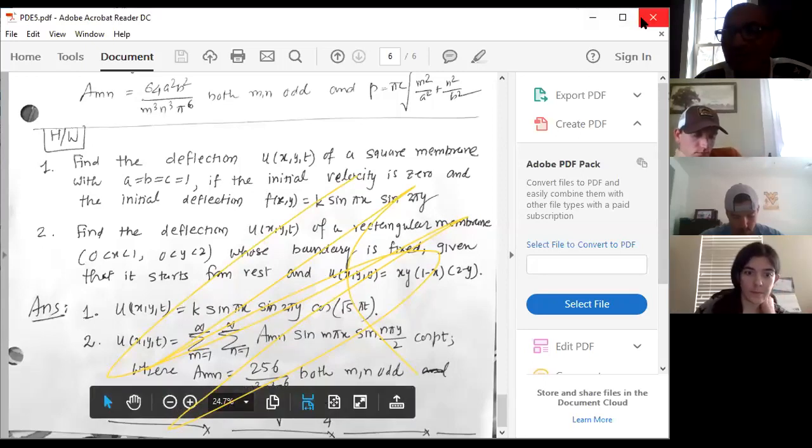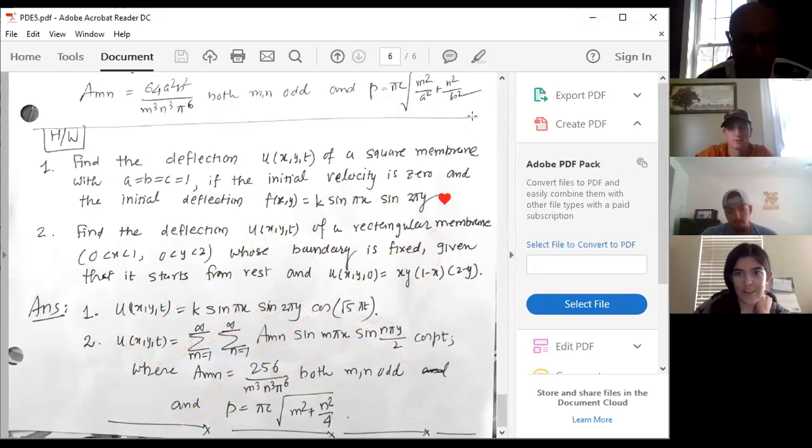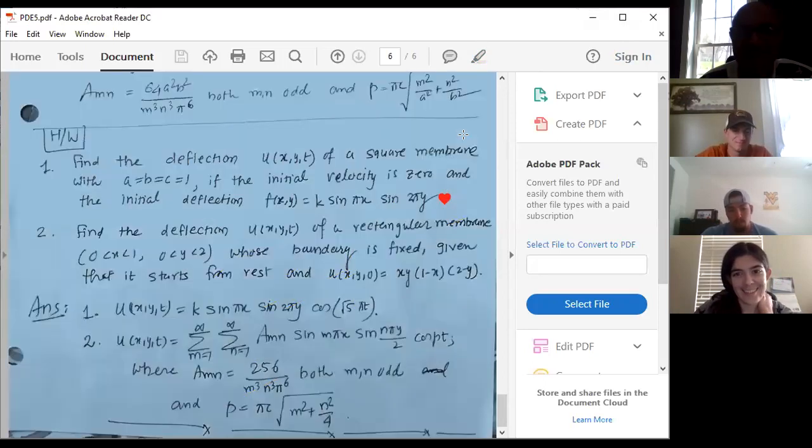Sir, I think you accidentally highlighted something. How can I remove this now? Oh, it's gone. Oh, now there's a heart. What's going on? One heart is there. Sir, let me close this file now.